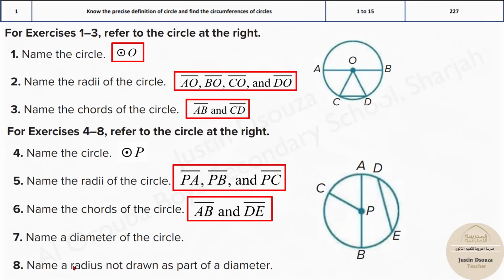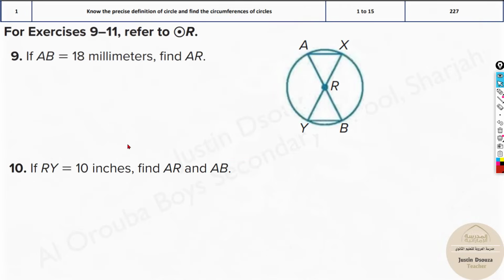And lastly, name the radius not drawn as a part of the diameter. See, now this radius PA and PB are a part of the diameter, whereas PC is not a part of the diameter. Here they have given us the dimensions of AB in this particular circle R. AB is known, that's 18 millimeters. What is the dimension of AR?